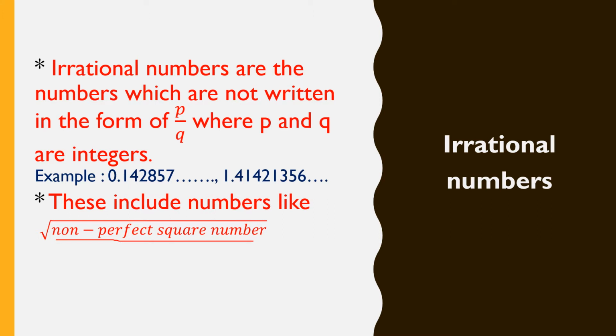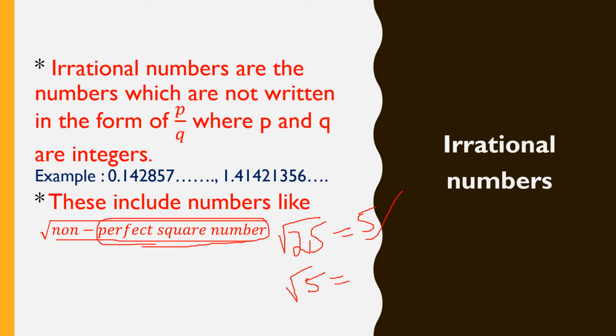So what is this root of non-perfect square numbers? We know what perfect square numbers are. Suppose I take the example root 25. Under root 25 you will get 5. When you do the prime factorization, from two same numbers we take one number. So under root 25 is 5. Suppose I took under root 5. It is a non-perfect square number because 5 has only 5 as its prime factor, no other number. So this is a non-perfect square number.